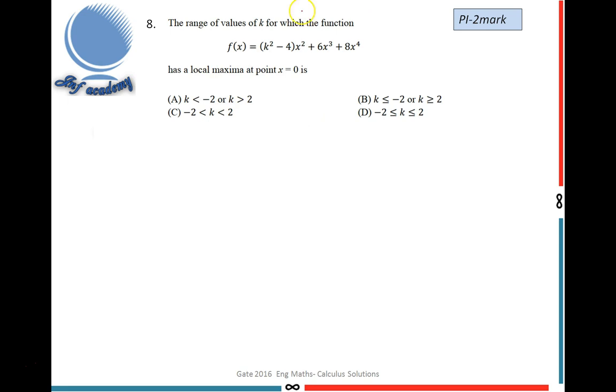You have to find the value of k, the range of k, because the local maxima point is given. So you have to find the range of k values. This question is from the PA department. It has 2 marks. Here I use the second derivative test because the local maxima point is given.